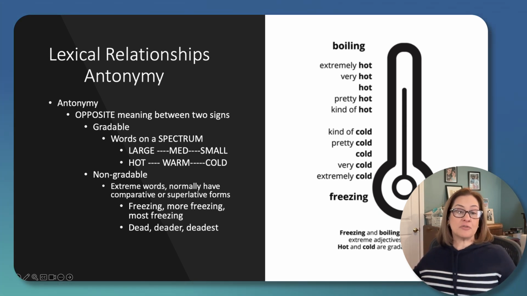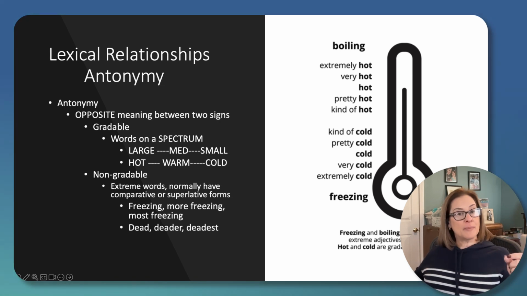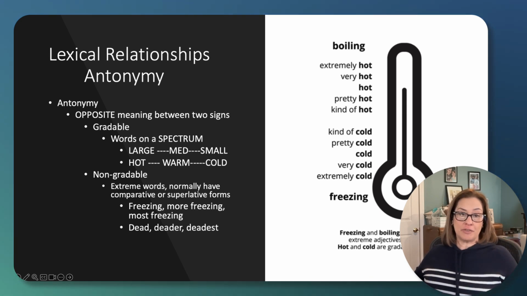We would do that a little bit differently, but the concepts are still there and we could still evoke that meaning. We don't have different signs for each stage of this.